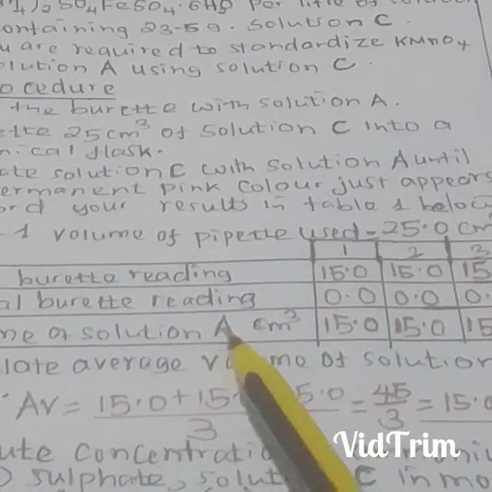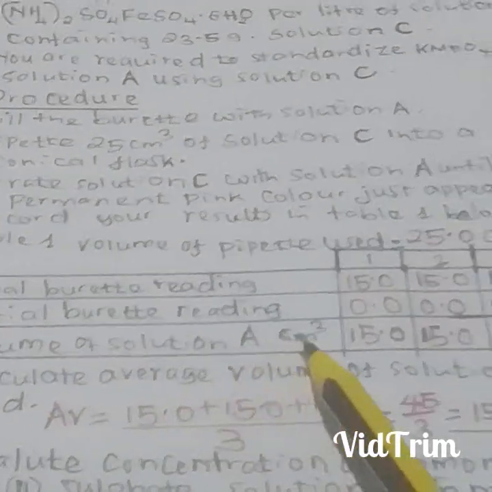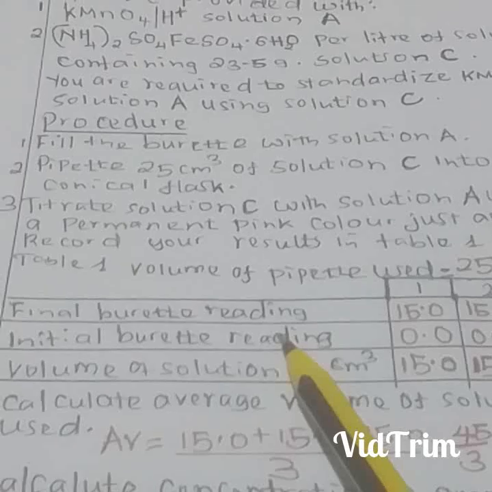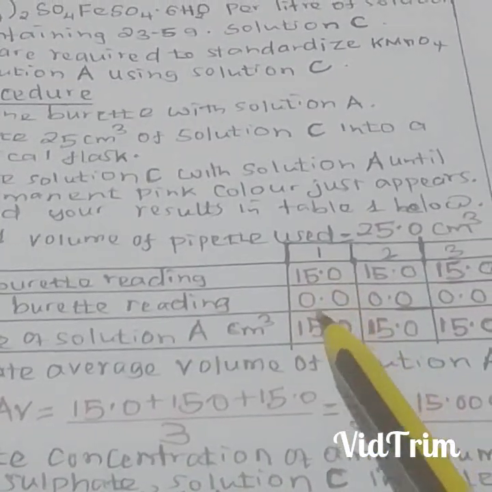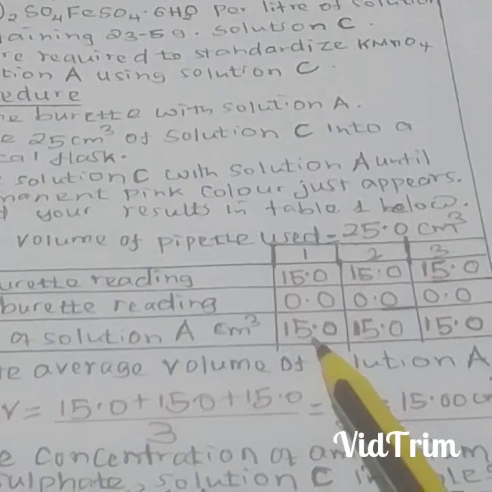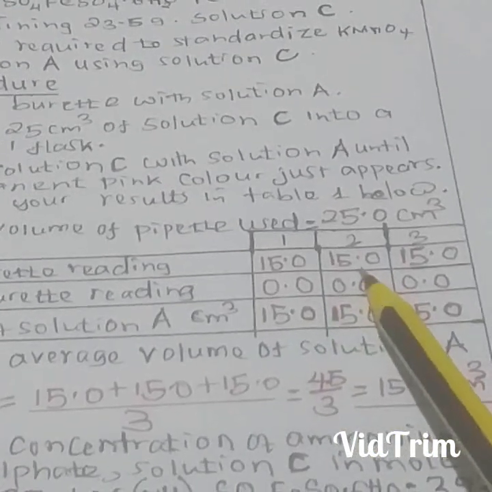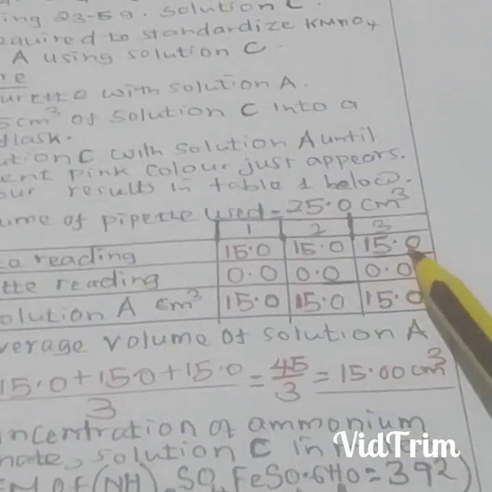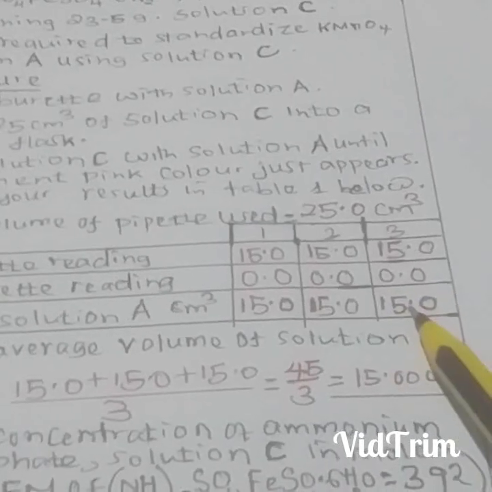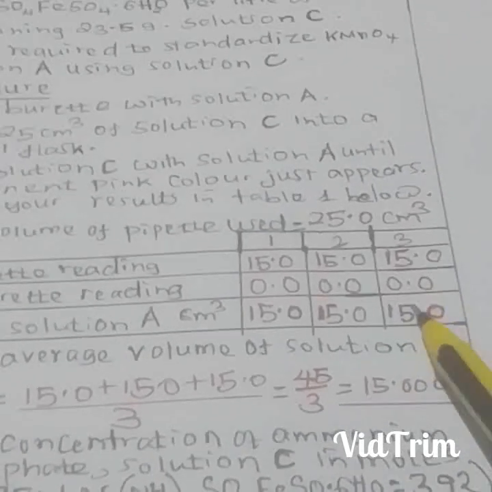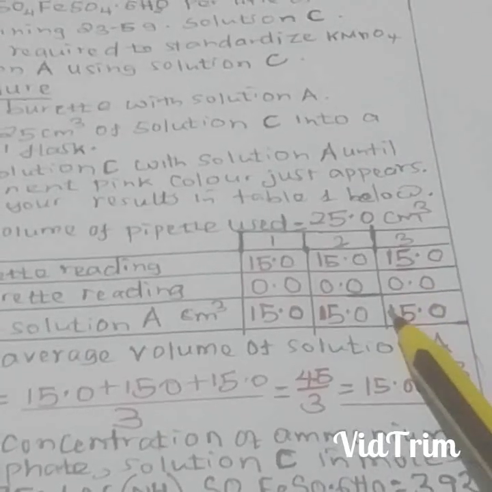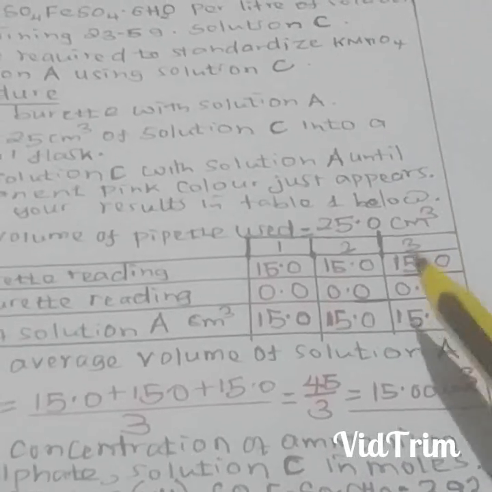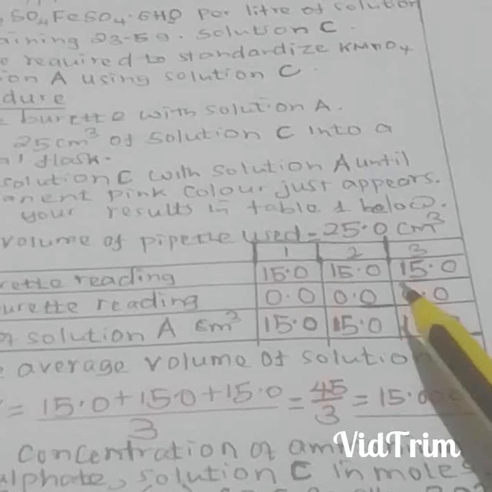Then how do I get the volume of solution A used? So what you do, you get the final burette reading and subtract the initial burette reading. So for example, 15.0 minus 0.0, I get 15.0. The second titration, the same: 15.0 minus 0.0, I get 15.0. Then 15.0 minus 0.0, I get 15.0. So my student, by so doing, you will have completed the table. And this table will give you 4 marks. 1 for the decimal place, 2 for a complete table, then another one for the principle of averaging, then number 4, the accuracy mark.